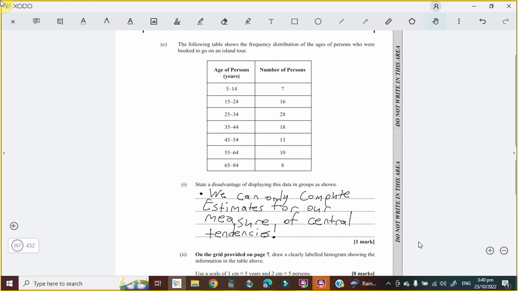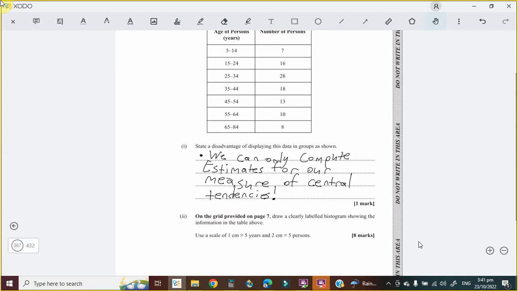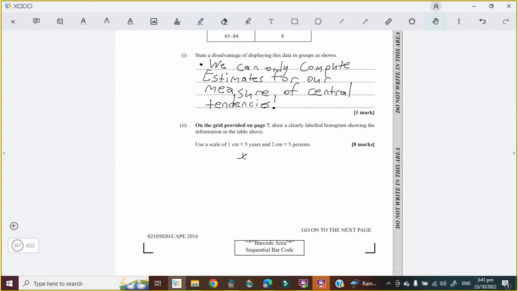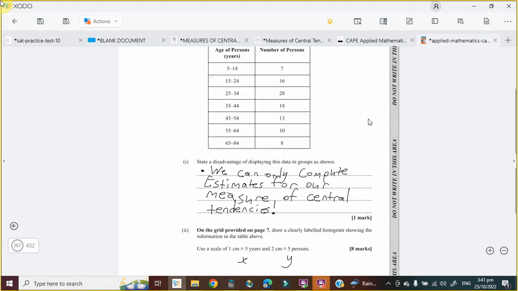All right, now we're going to draw a histogram. It says on the grid provided on page 7, draw a clearly labeled histogram showing the information. And they said to use a scale of 1 centimeter to represent 5 years. Remember, this goes on our x-axis, and then on our y-axis 2 centimeters to represent 5 persons. So how do we draw a histogram again? Very good. A histogram is a continuous bar graph.